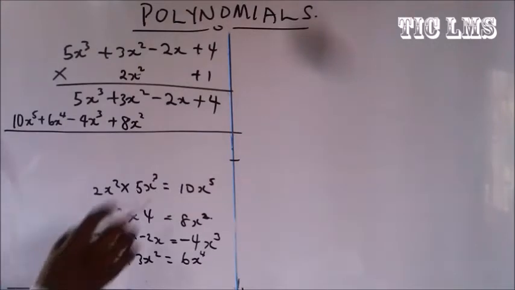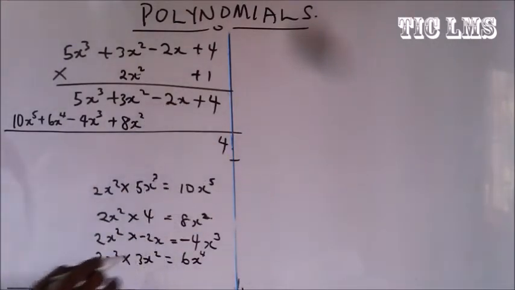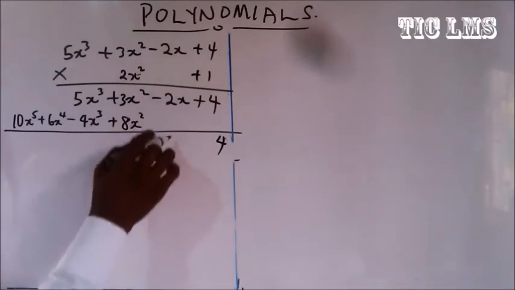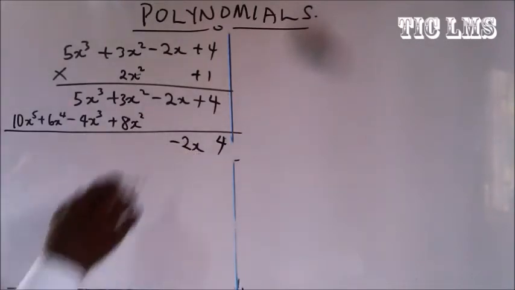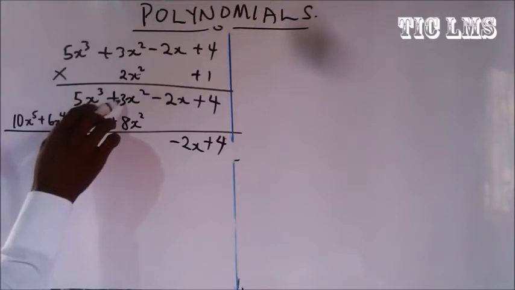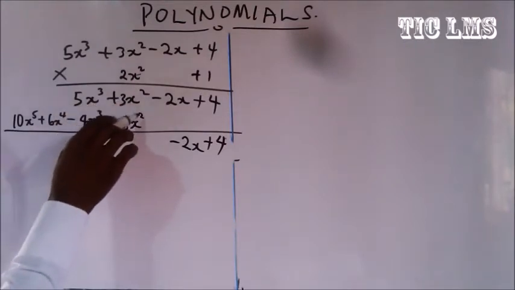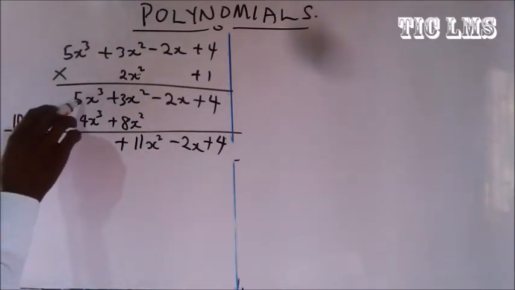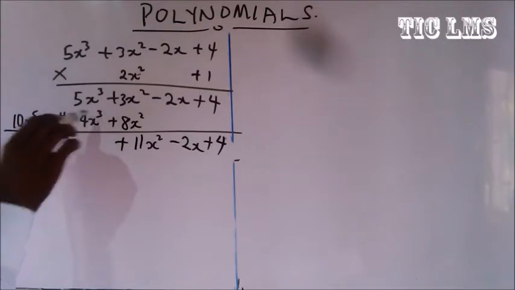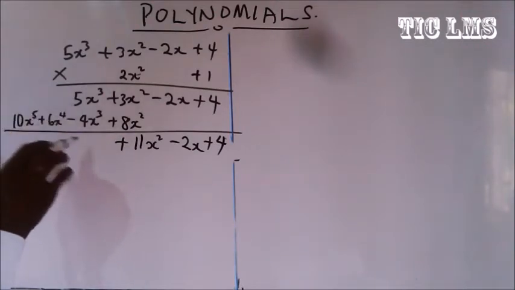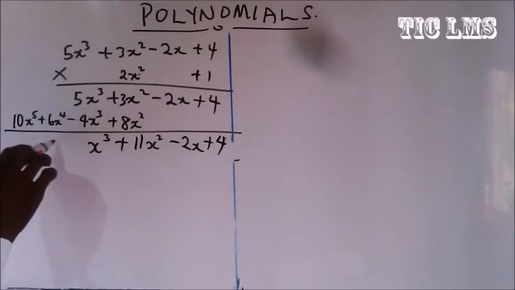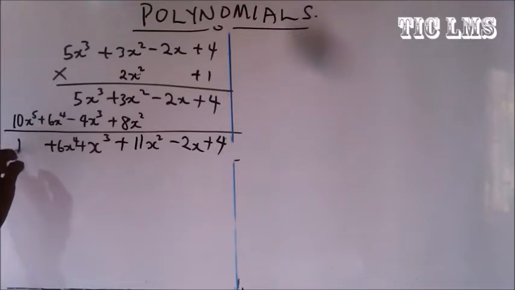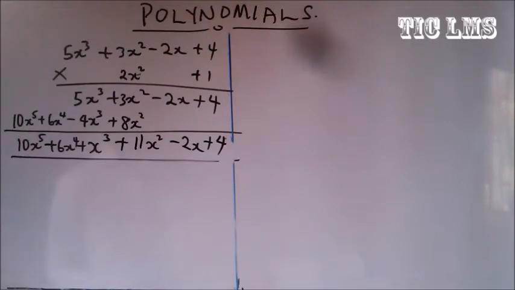And so the next thing is that we'll add this together. We have 4 over here, and then we have minus 2x over here. Here we have a plus. Here we have 3x squared plus 8x squared. That gives 11x squared. Next we have 5x raised by 3 minus 4x raised by 3. That's 5 minus 4, that's 1. So we have x raised by 3. And then we have plus 6x raised by 4 and then 10x raised by 5. So we have succeeded in finding the product.